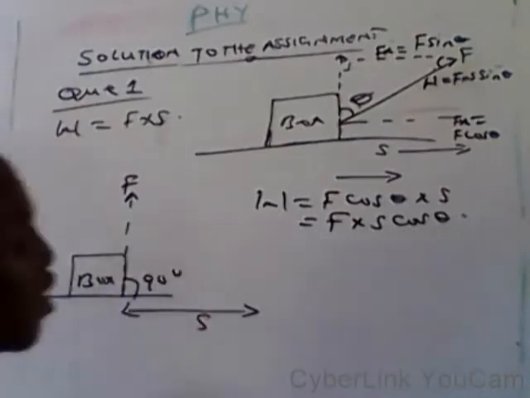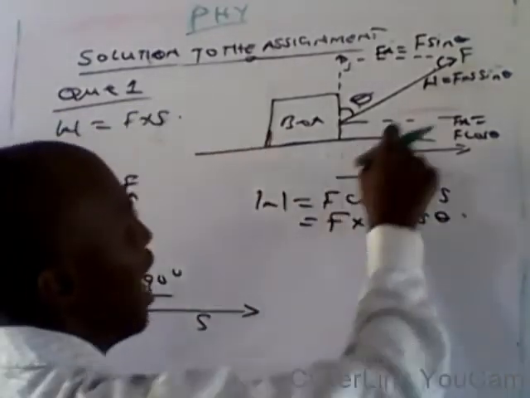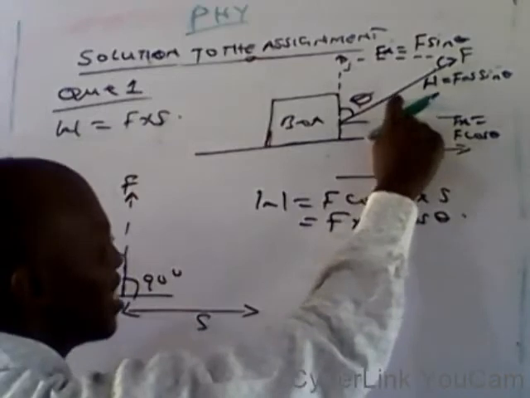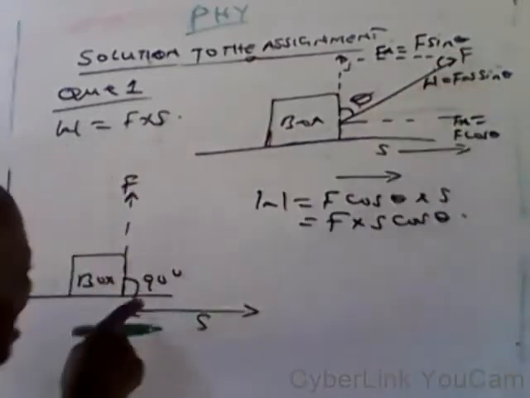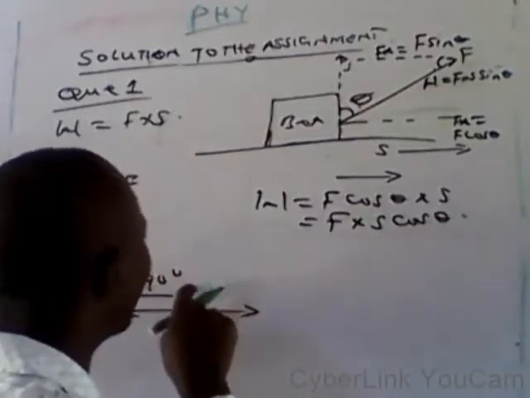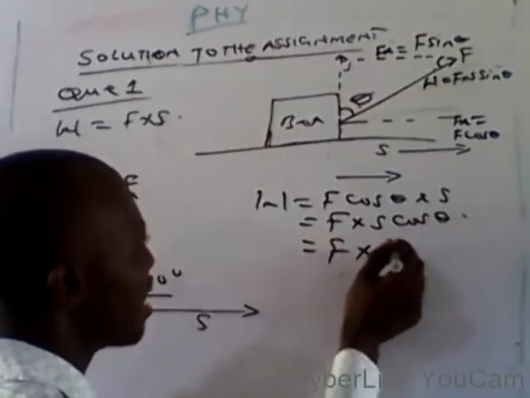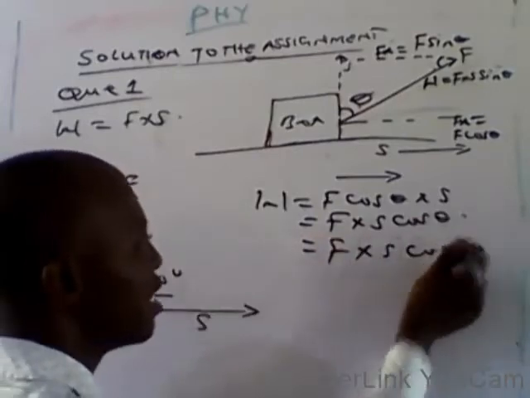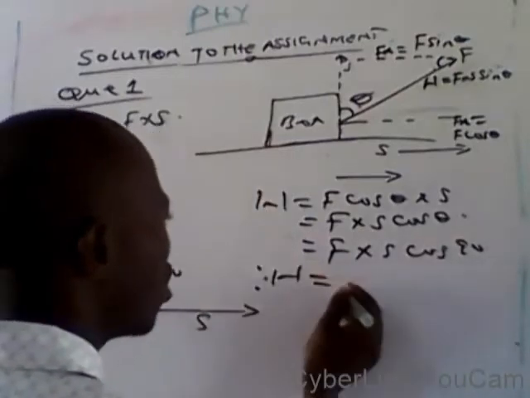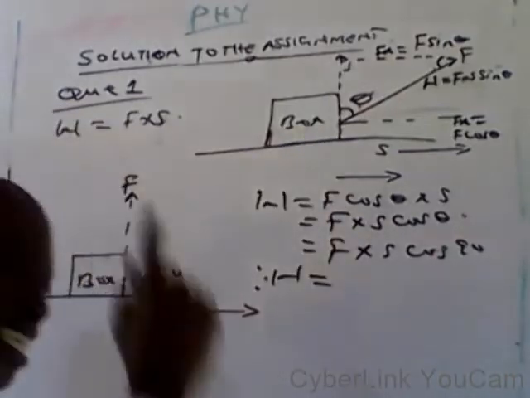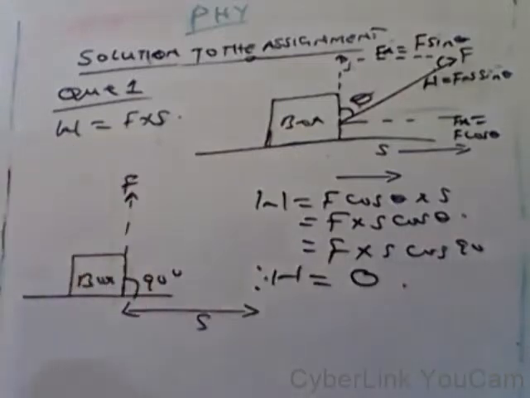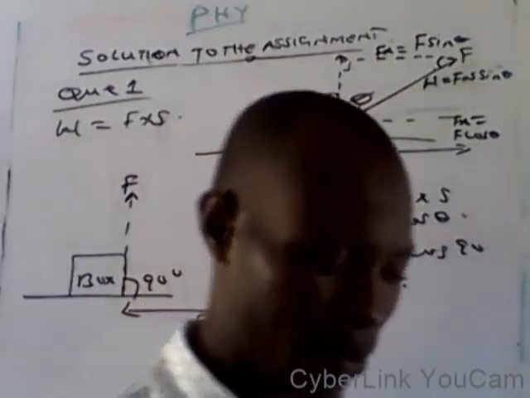90 degrees. Now, come to this, where we have the angle of F as inclined to the horizontal. We won't use sine theta because it's inclined to the horizontal. That is Fs cos theta. We use Fs cos theta. But the angle of inclination here is 90. Then F times s cos 90, and cos 90 will give me 0. So therefore, the work done by the force that is acting perpendicularly to the direction of motion of the body will now be 0.